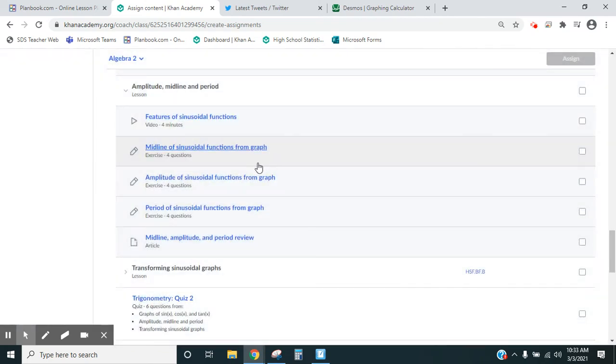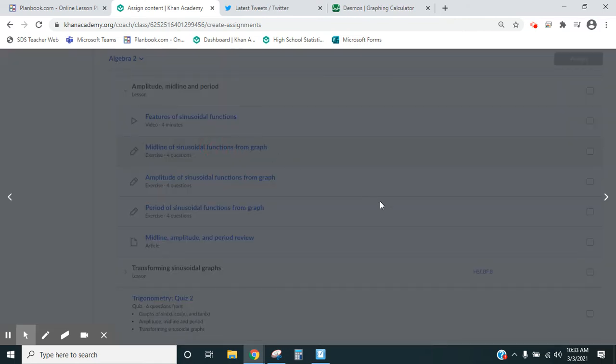Notice on all of these, did we pay attention at all to the x coordinates? No, we didn't at all.